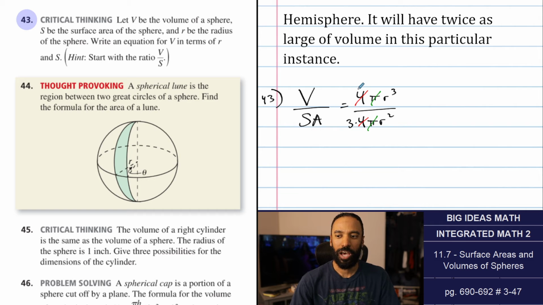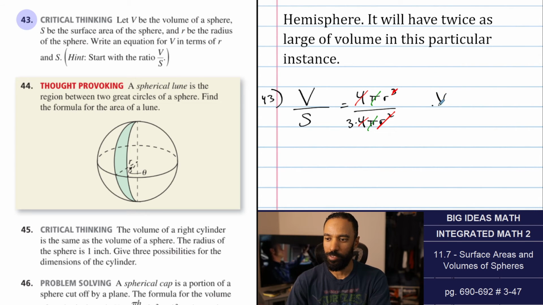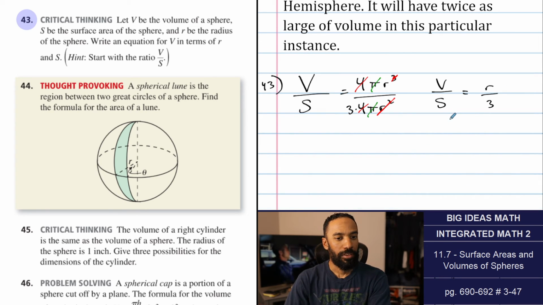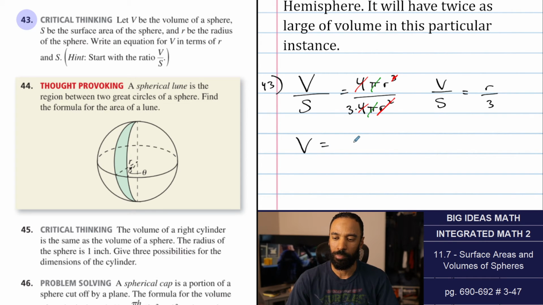But this is nice because these 4's also cancel. They divide out. And the r's, there's an r cubed right here and an r squared. Both r's can cancel, just 2 of them cancel out here and you're left with r. All we have now, volume over surface area, I'm going to put S. Volume over surface area equals r on top and 3 on bottom. I didn't know this. So write the equation for volume in terms of r and S: multiply both sides by S. The volume is r over 3 times S.